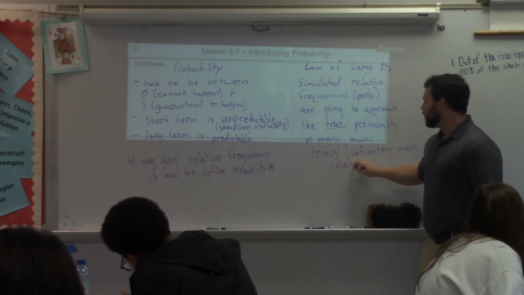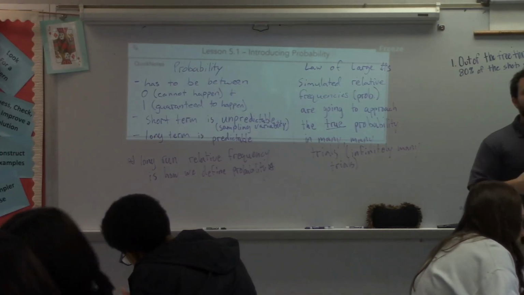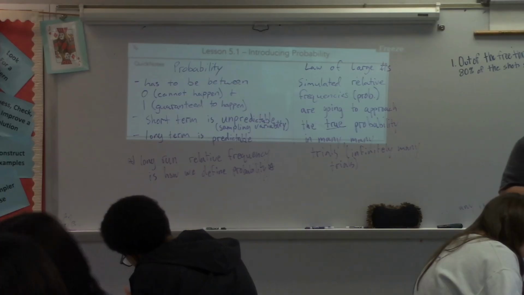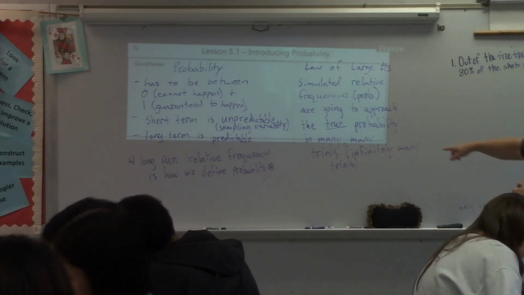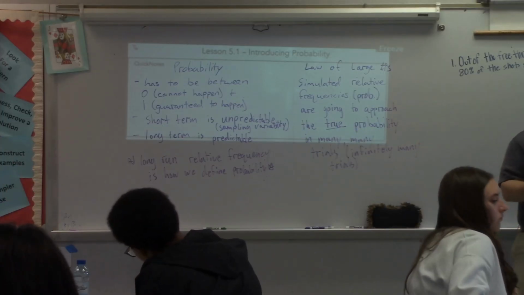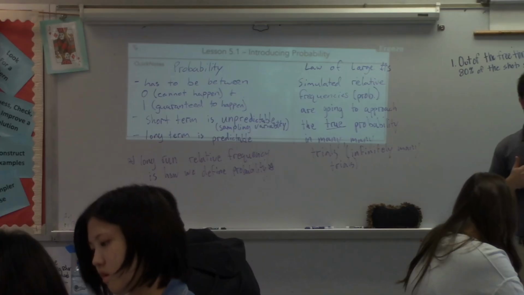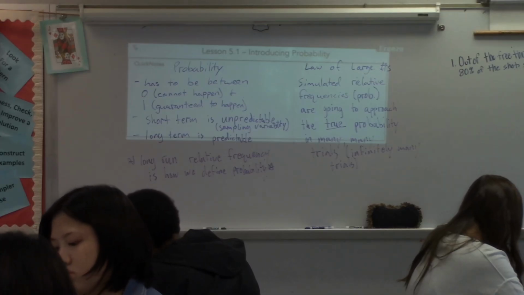Okay? So, long run relative frequency, like the law of large numbers. If we keep simulating over and over and over again, what are we going to approach? The true probability. And we saw that. As we got to 20,000 trials, did we get closer and closer to 80%? Well, yeah, 100%.